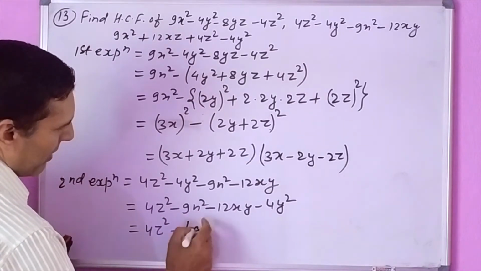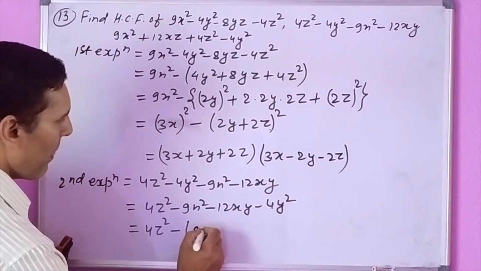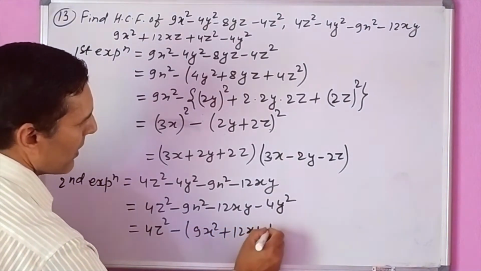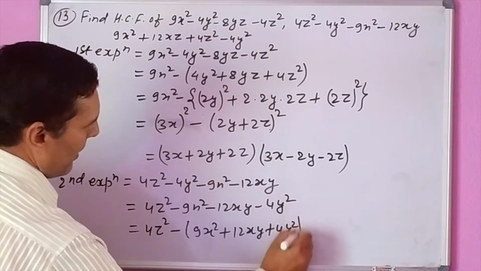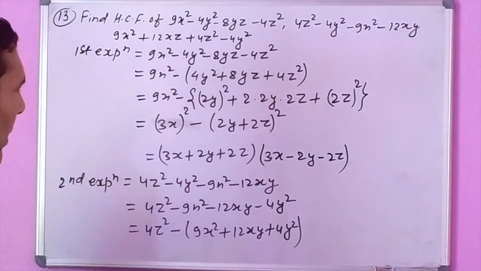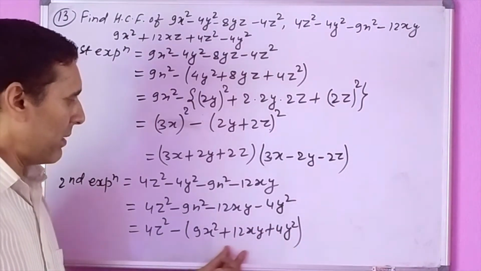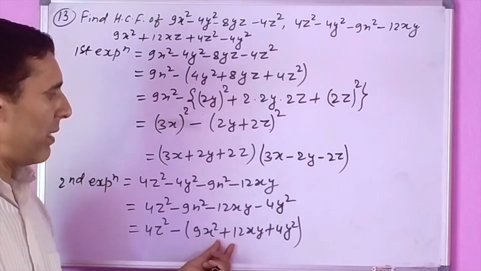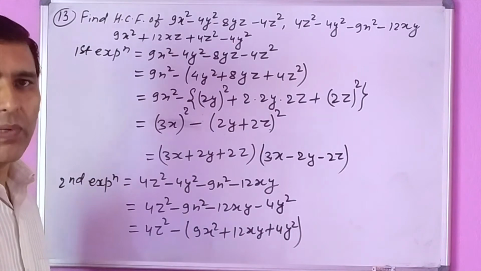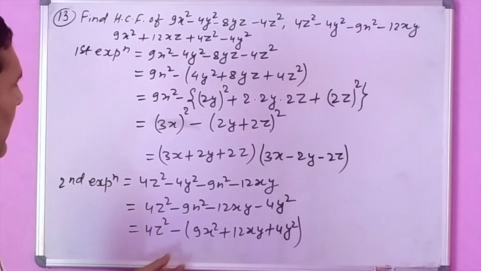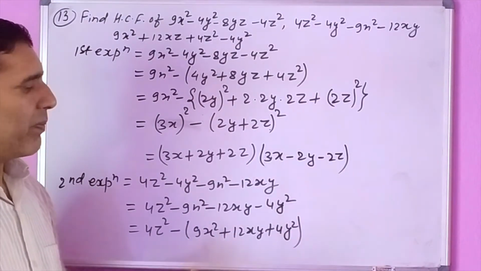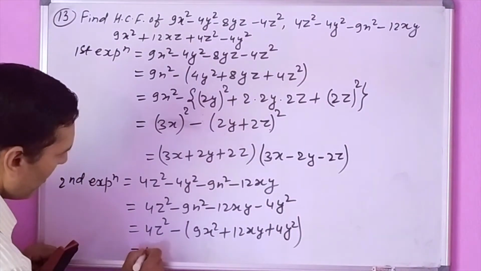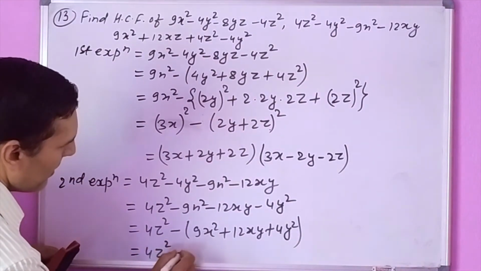After taking the minus sign, all terms will be positive: 9x square plus 12xy plus 4y square. Now at the second bracket, this 9x square plus 12xy plus 4y square is also completing the square here. It is in the form of a square plus 2ab plus b square. We can check it by writing one line more, 4z square as it is.